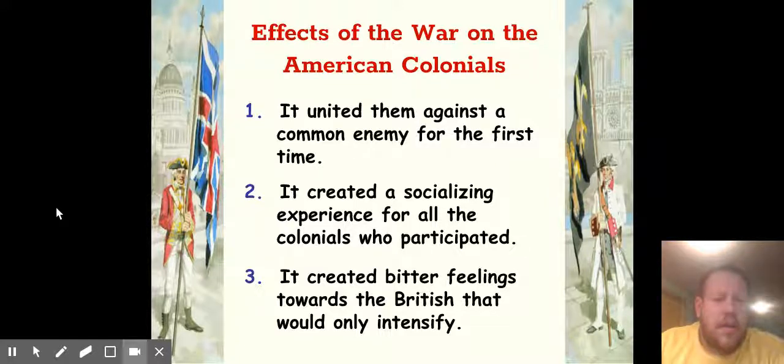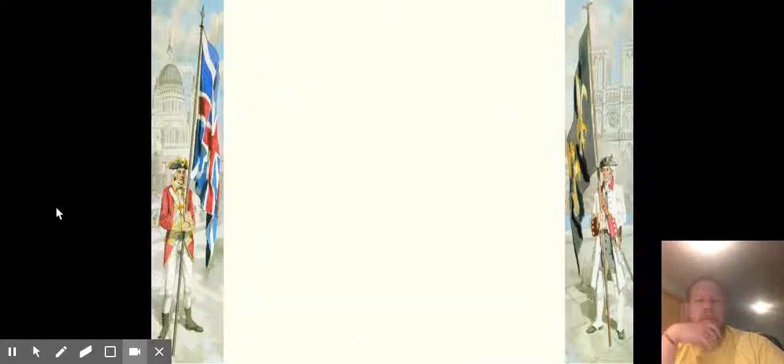And not only did they all fight together, they all didn't like the British together either, because they were all impacted by the British army corps thinking they're better than everybody. And so bitter feelings for the British intensify because of the way they were treated during the conflict.